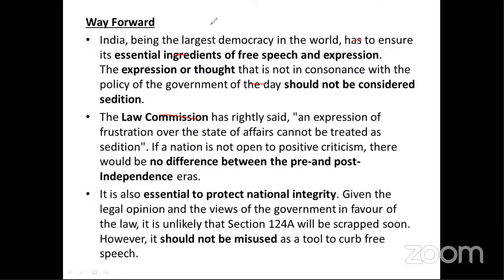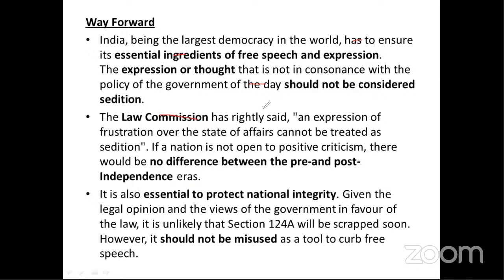An expression or thought that is not in consonance with the policy of the government of the day should not be considered sedition. If you are raising a voice against the government, that voice should not be considered sedition. If you are talking about the mismanagement of the government, or that you are not able to get basic rights, in such a case it should not be treated as sedition. Government should understand those who are raising a voice. They should understand the difference in intention, whether a person is raising the voice for basic needs, or whether the intention is to create violence.